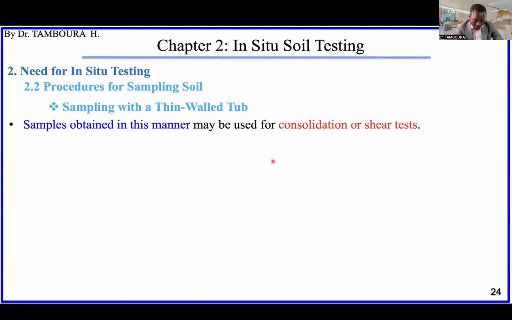So how disturbed is the sample obtained from Shelby tubes? A soil sample obtained in this way can be used for consolidation testing or shear testing, because they are considered to be less disturbed.